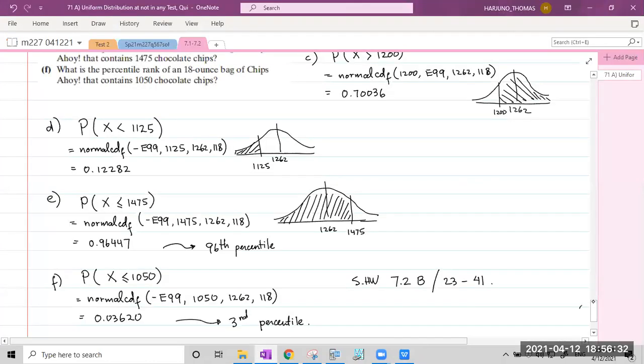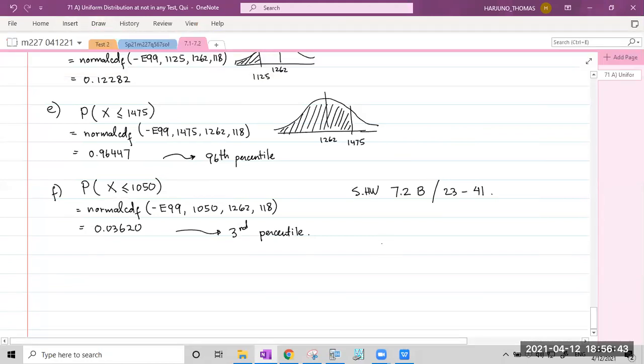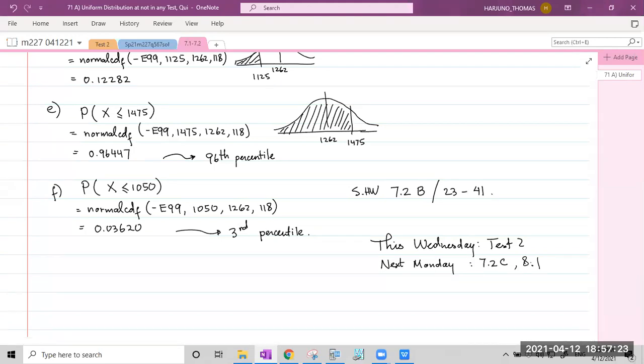So on Monday, when we come back, this Wednesday, we have a test. We have test two, right? So next Monday, we'll finish 7.2, call that part C. A little bit more. I didn't really finish it. A very little bit more. And then I go on with 8.1. And from chapter 8, I will only cover 8.1. That's all we need.